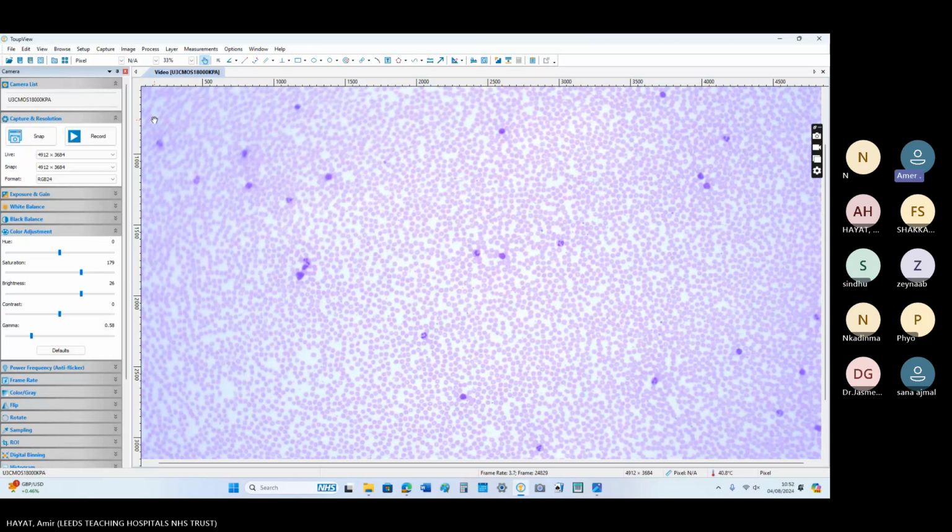So blast crisis or AML, almost the same thing. You give them intensive chemotherapy. If you see the CML guidelines of the BSH, they have mentioned an algorithm for myeloid blast crisis or lymphoid blast crisis, and both of them have been treated with intensive chemotherapy as acute leukemia.